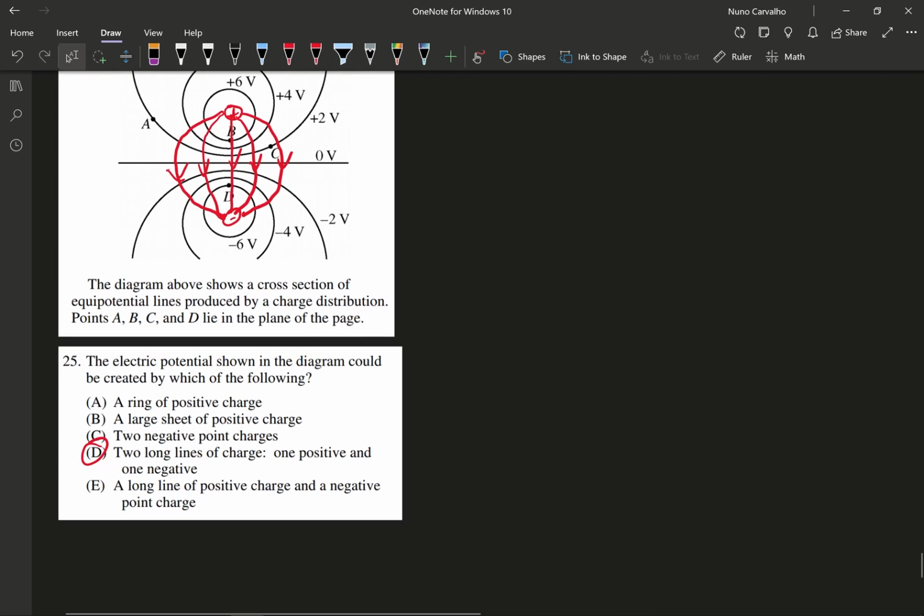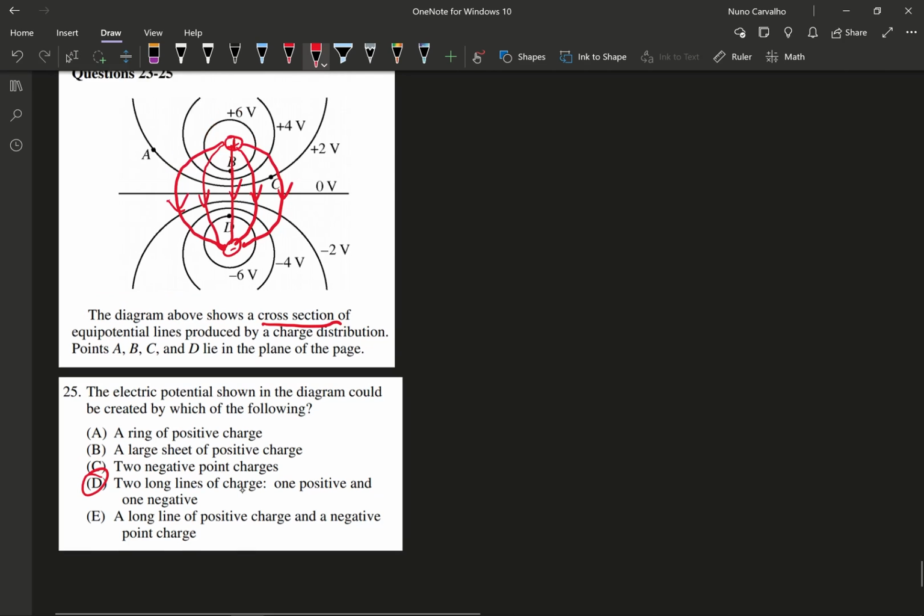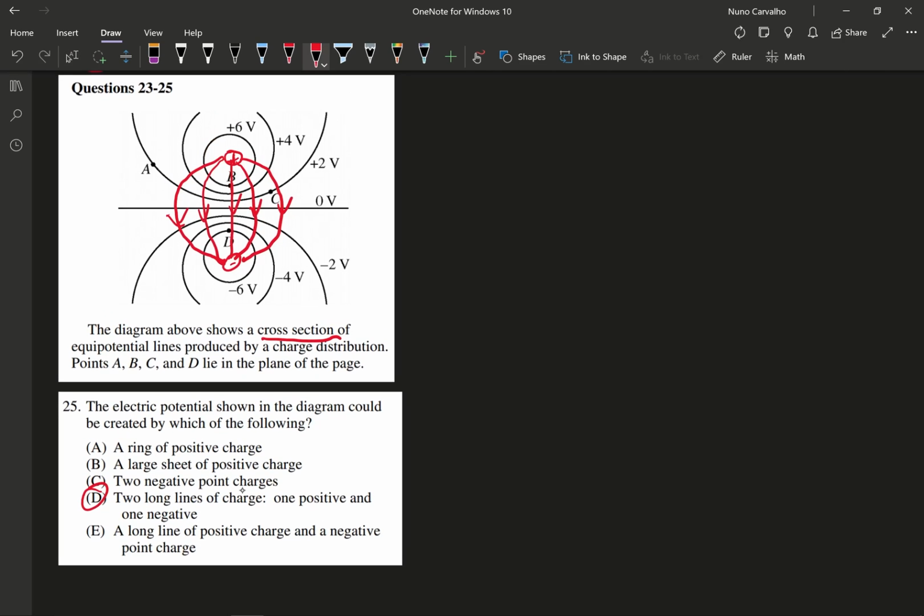You might be confused. Two long lines of charge. It seems like we really just have a point charge here. But keep in mind, and this is a sneaky part, that this is really just a cross section, which is to say that you can imagine a long line of charge going into the page, up here and down here as well, and we're just looking at a cross section of it.